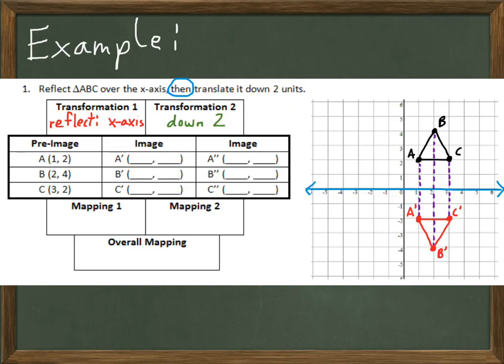That's the image. Okay, so let's record the coordinates in the table. A prime is 1, negative 2. B prime is 2, negative 4. And C prime is 3, negative 2.